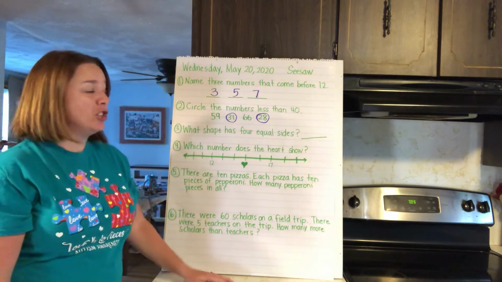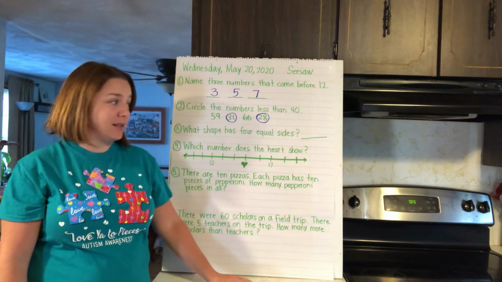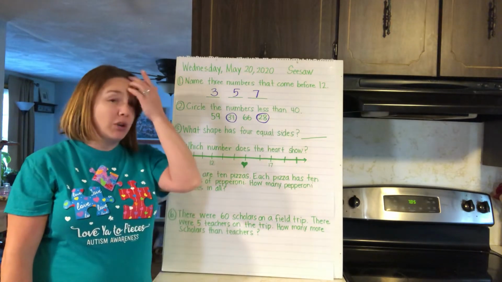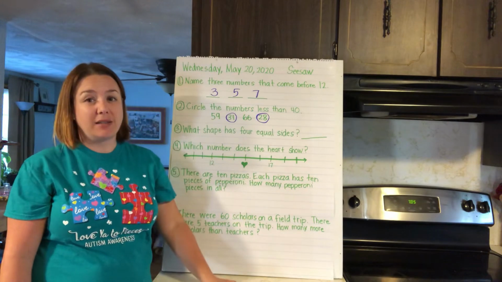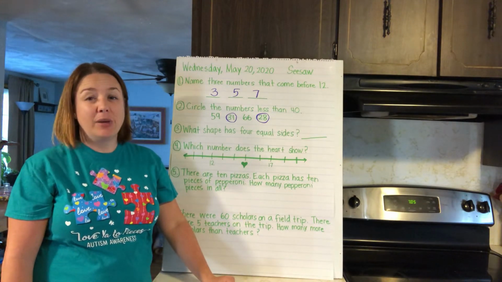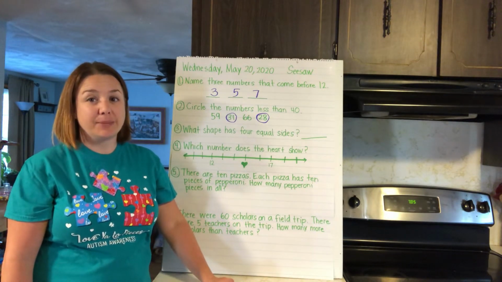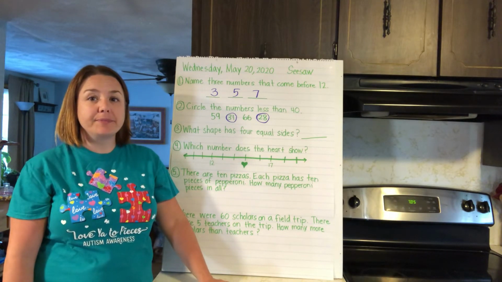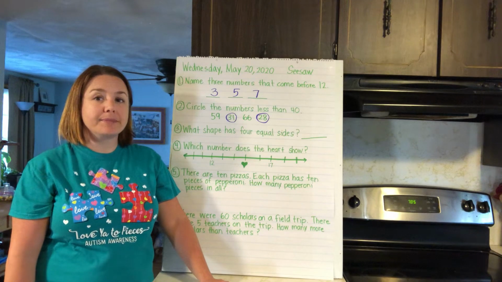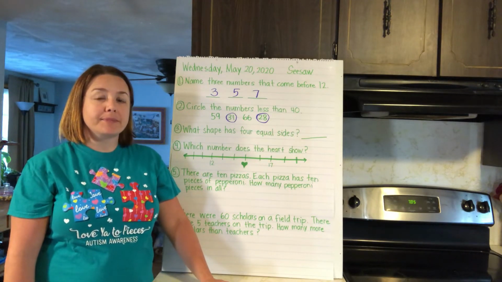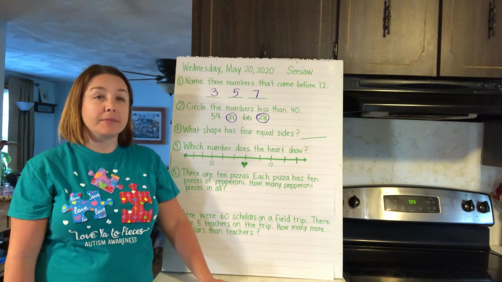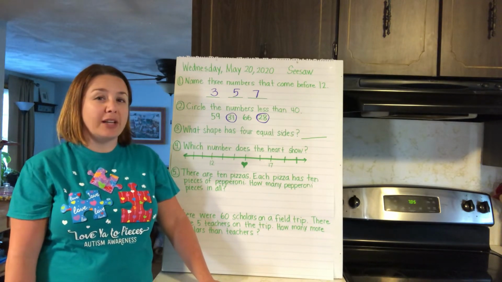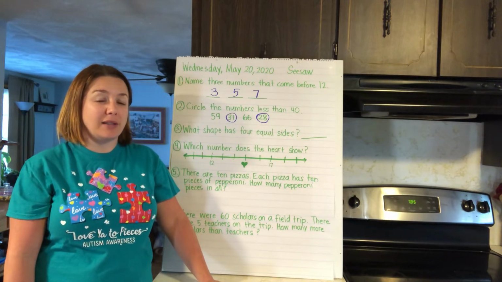Number 3, what shape has 4 equal sides? So I don't want you to draw the shape, I want you to write the name of the shape. What shape has 4 equal sides? There's only one shape with 4 equal sides. You're right, it is a quadrilateral, but it's a special quadrilateral. Which quadrilateral has 4 equal sides?